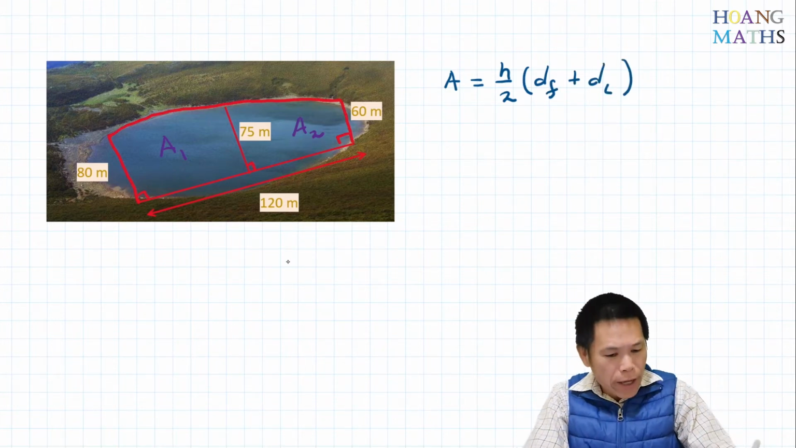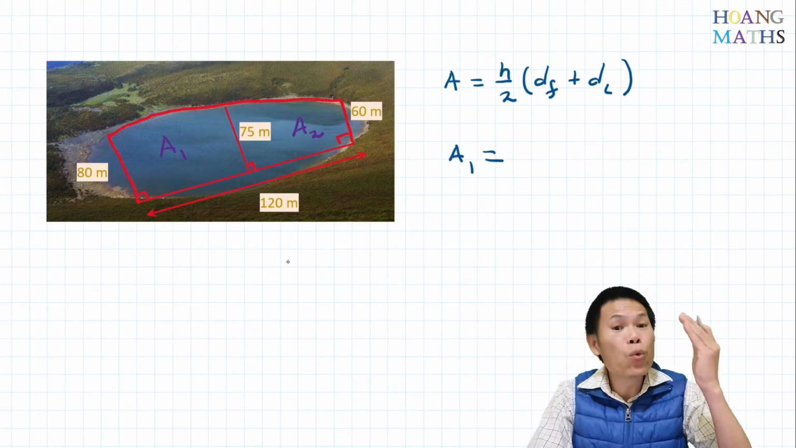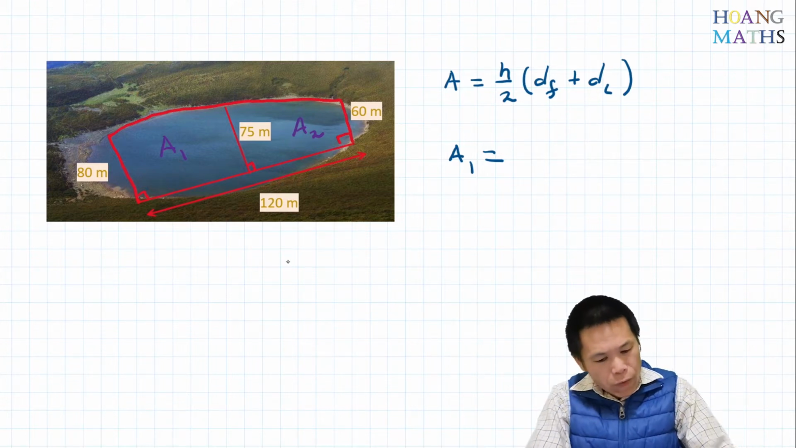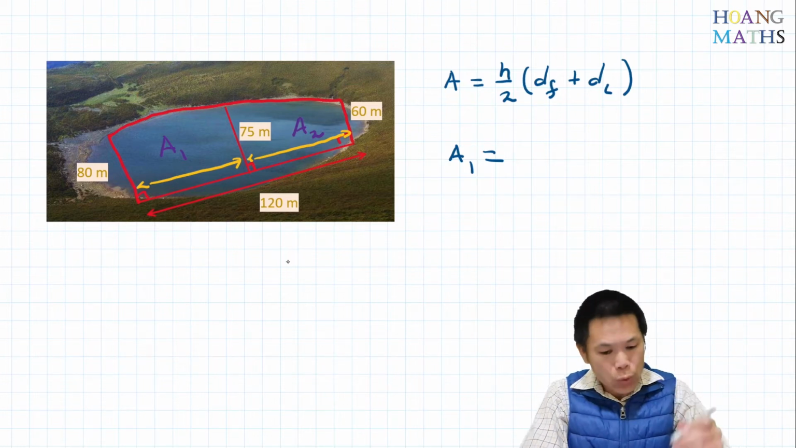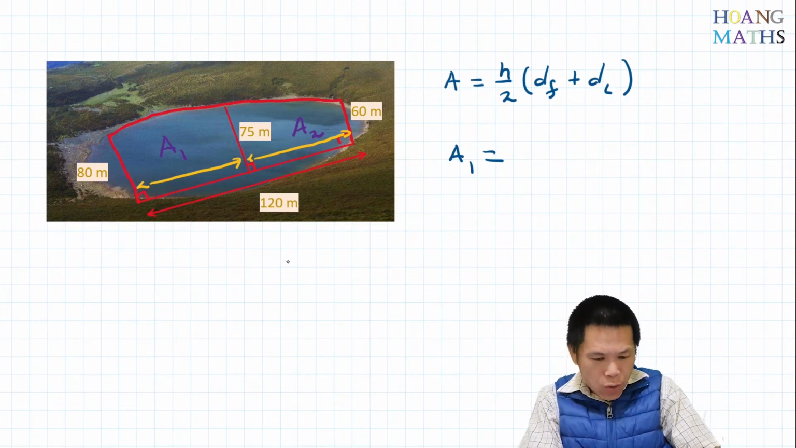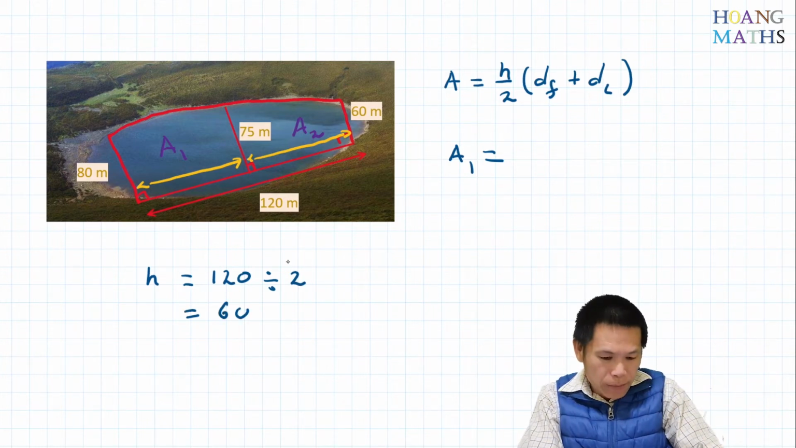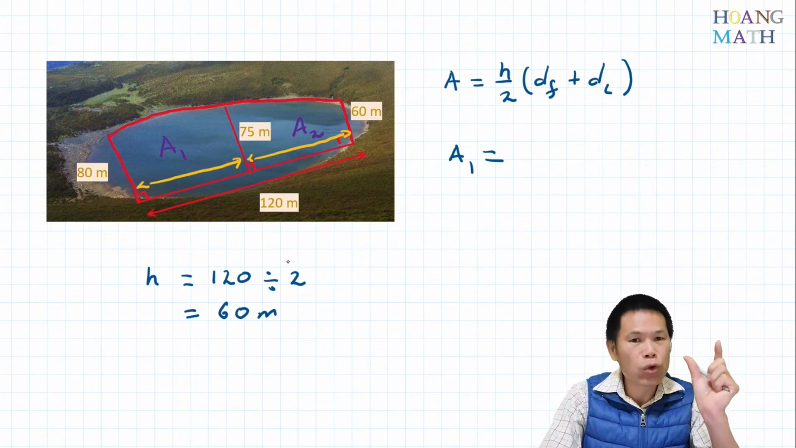So therefore area 1 is equal to, h is the width of the strip, remember that. From here to here, here to here and here to here must be the same width, so altogether we have 120. So we go 120 and divide this by 2. 120 divided by 2 gives me 60. So 60 meters is the width of the strip, if you like.